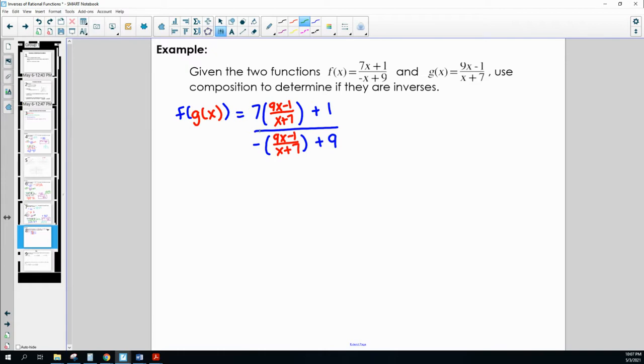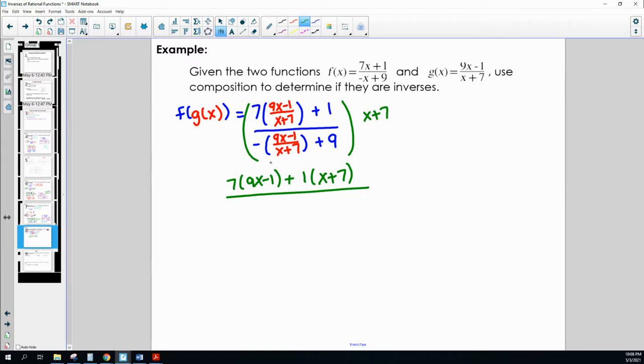I'm going to look at everything overall, and I'm going to multiply the entire thing by the common denominator, which is x plus 7. So I'm going to multiply this 7 times 9x minus 1 over x plus 7 times x plus 7. The x plus 7s will cancel out, so I'm going to have 7 times 9x minus 1. And then this 1 has a denominator of 1. So when I multiply it by the x plus 7, I'm going to get 1 times x plus 7. Okay, so that's the numerator.